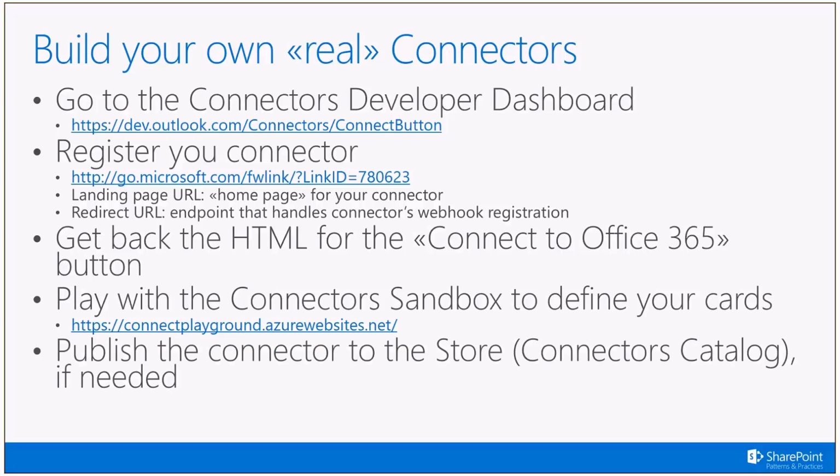Once you are done, once you have defined your connector in the connector dashboard and you have registered it, once you have got back the connection button, and once you have defined the shape of your cards, you are ready to register your connector in the catalog and in the public store, so that if you want, and just if you want, you will be able to make your connector available not only to your tenant, but to every tenant worldwide through the public catalog.